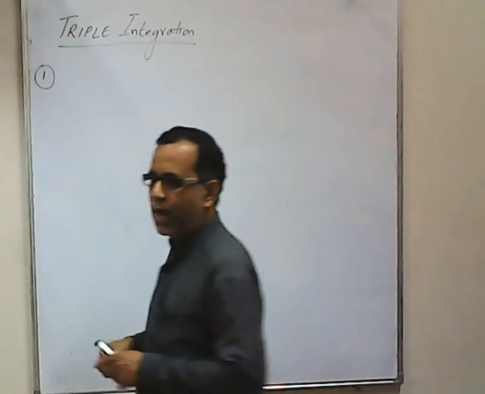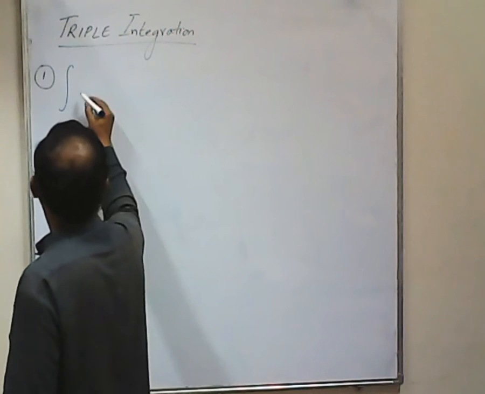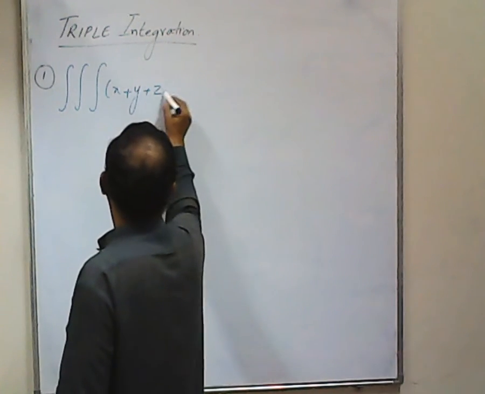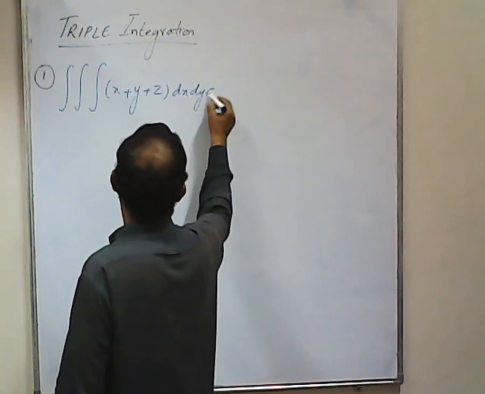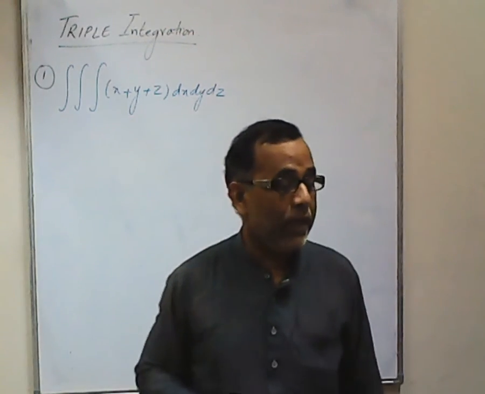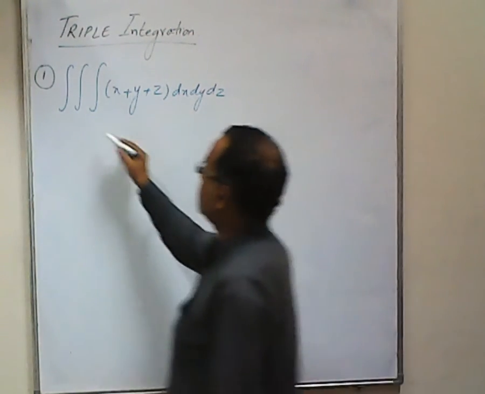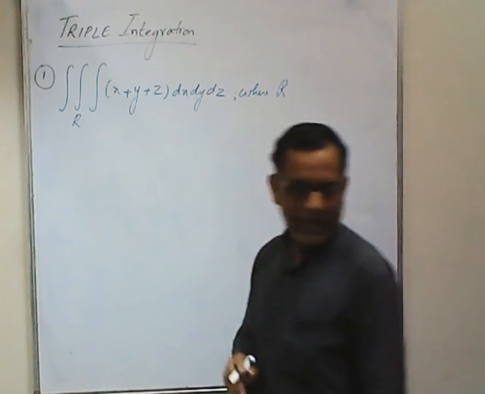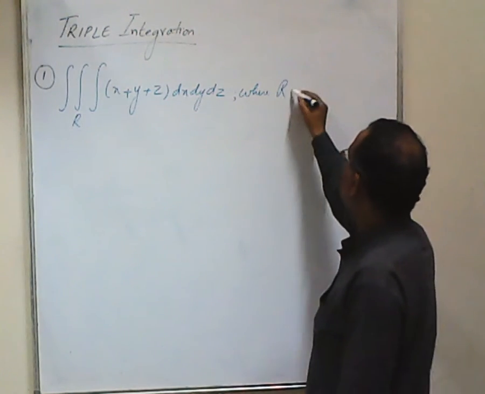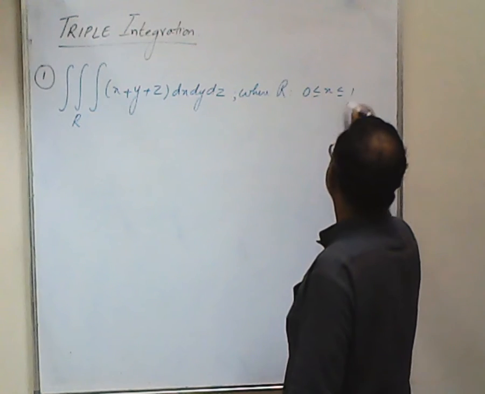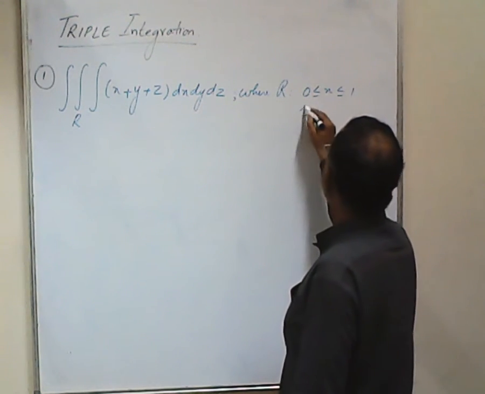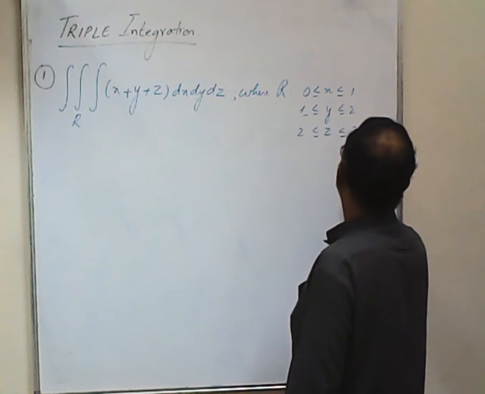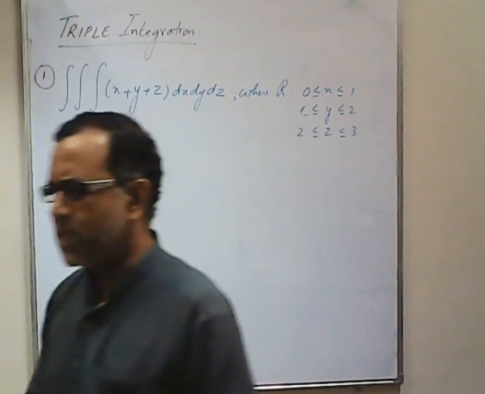So this is question number 1. Let's say we have an integral like this. This is triple integration, and we want to calculate this with dx, dy and dz, where the integral is over R, and R is defined in such a way that x is lying between 0 and 1, y is lying between 1 and 2, and z is lying between 2 and 3. So this is a simple question.